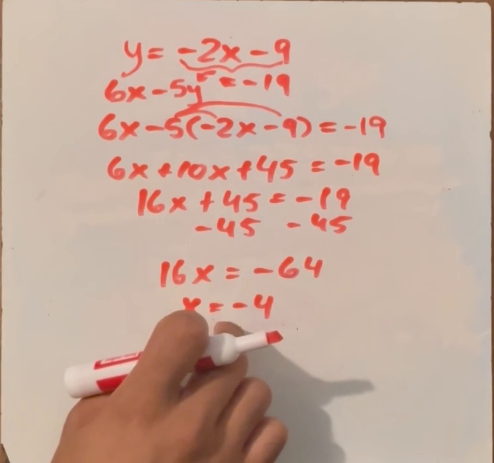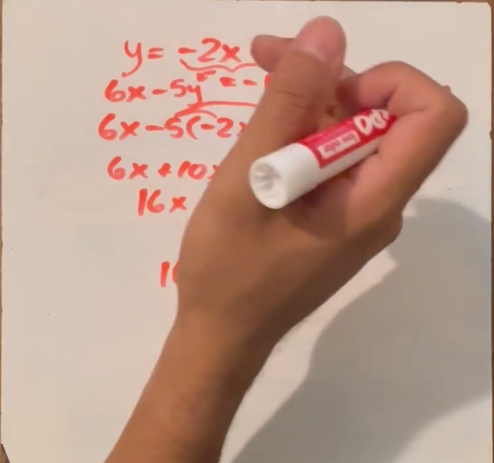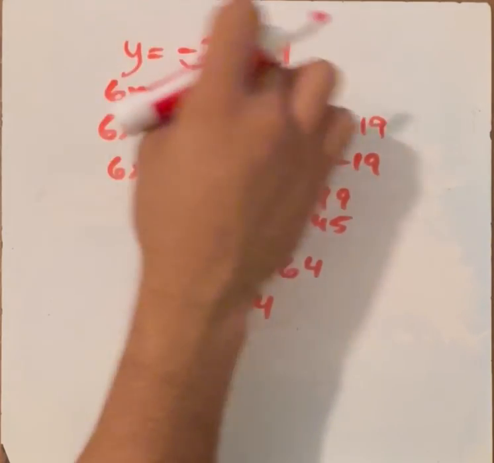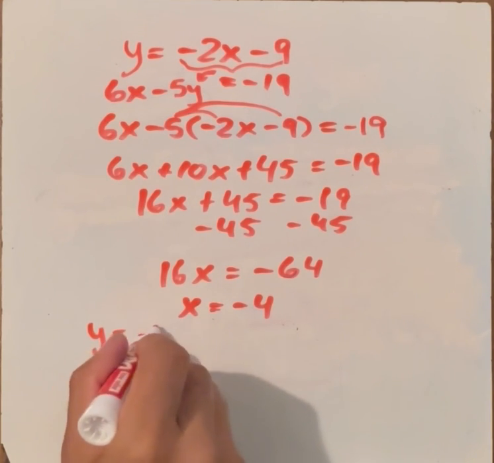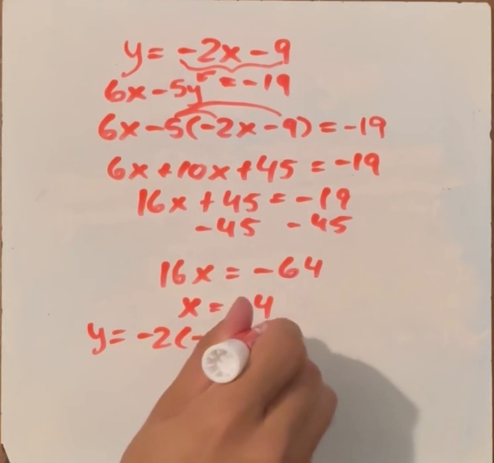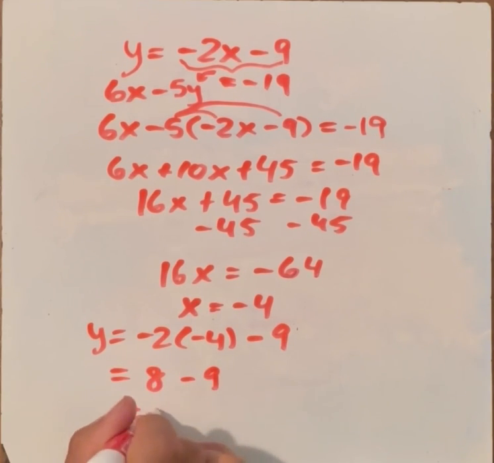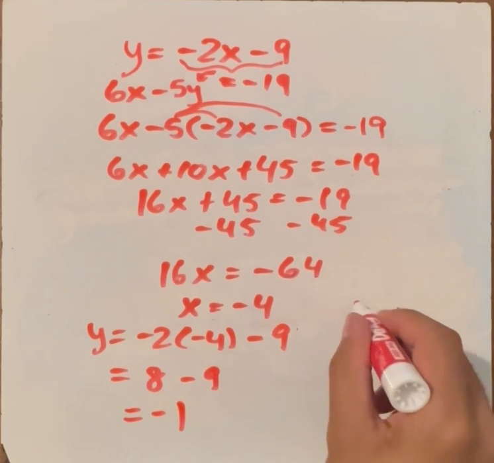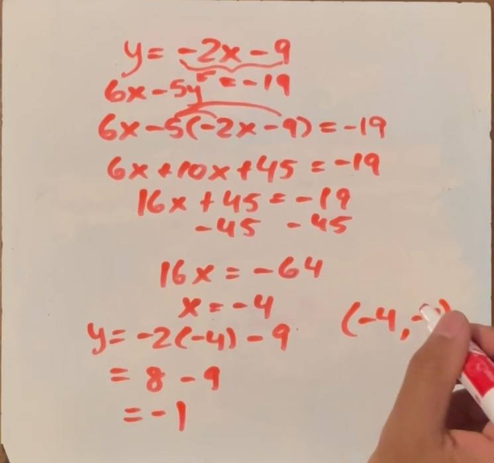Once we have that x equals negative 4, we can choose to plug it into this equation to solve for y, or this equation and solve for y. The first equation, the original equation, looks simpler, so let's just plug in negative 4 for the x there to solve for y. So negative 2 times x, so x is negative 4, minus 9. Okay, negative 2 times negative 4 is positive 8. 8 minus 9 is negative 1. So since our x is negative 4 and our y is negative 1, we have an answer of negative 4, negative 1.